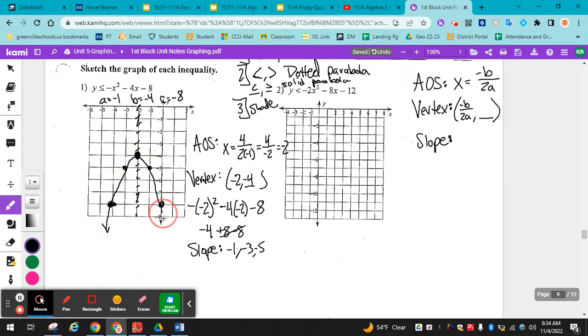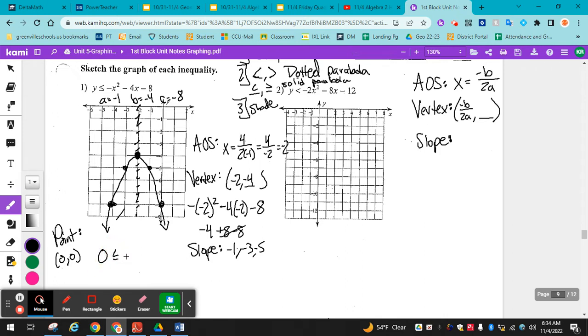And then with shading, when you plug in a point, as long as it's not on your graph, I use 0, 0. Or you can go inside your parabola. So you could do like -2, -6, but you're using a point now. And you're either going to shade inside the parabola or outside the parabola, basically. 0, 0 is the easiest as long as it's not on your graph. That's what I would use.